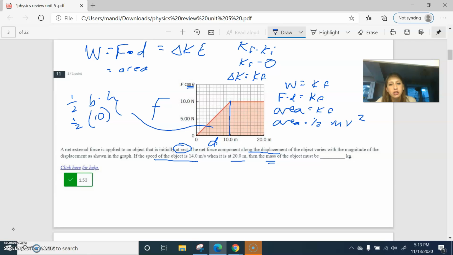The height is 10, 50, 50. This is 10 by 10, so that's 100. Don't put 20 by 10, because it's just the second part. So the area is 150 equals 1/2.